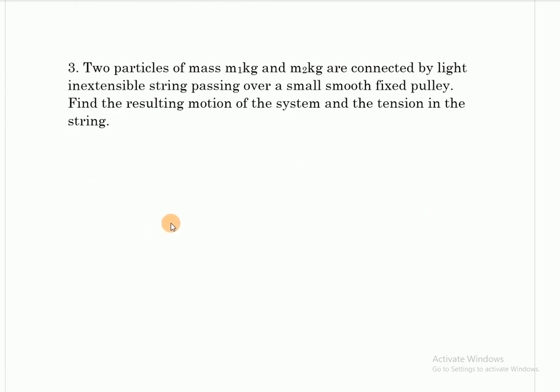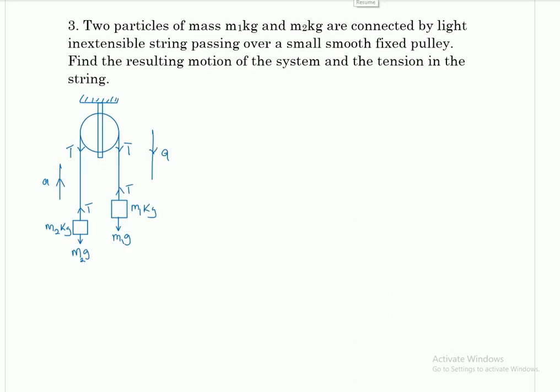Two particles of mass m1 kilogram and m2 kilogram are connected by a light inextensible string passing over a small smooth fixed pulley. Find the resulting motion of the system and the tension in the string. So we have this system of particles. Let us make some bit of a diagram to help us solve this problem.